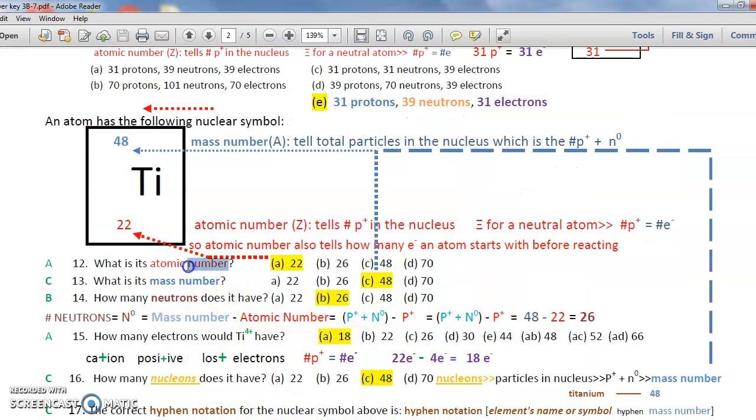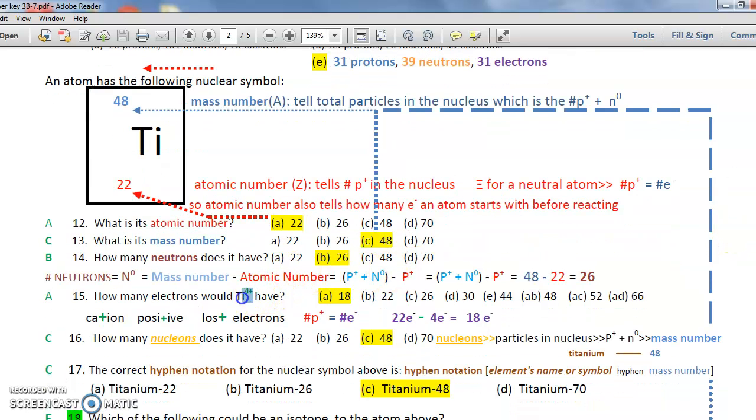All right, here we go. Number 12, what is the atomic number? That's the atomic number right there, 22. What's the mass number? There's the mass number right there. It's 48, letter C. How many neutrons does it have? Well, if it has 48 particles in the nucleus and 22 of them are protons, the rest of them are neutrons. Again, you can always find the number of neutrons by subtracting the atomic number from the mass number. 48 minus 22 is 26.